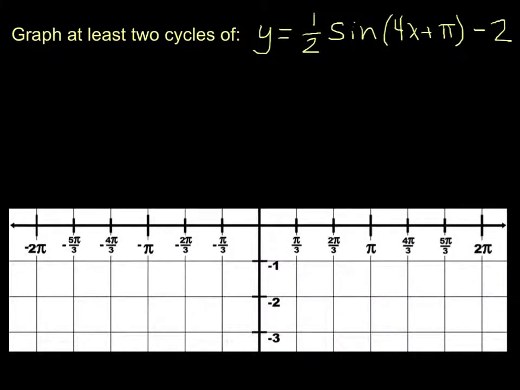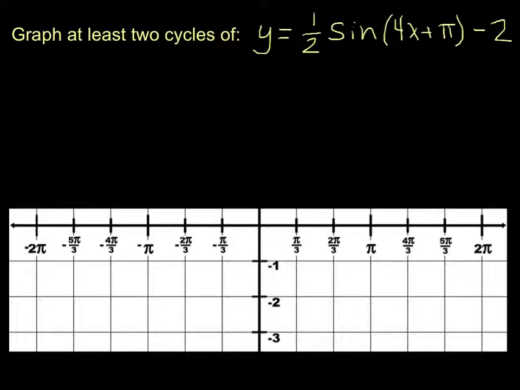So in this graph, this equation here, I have y equals 1/2 sine of 4x plus pi, minus 2. So this really has everything. It has an a term, it has a b term, it has a c term, and it has a d term. So let's start off by identifying our characteristics.